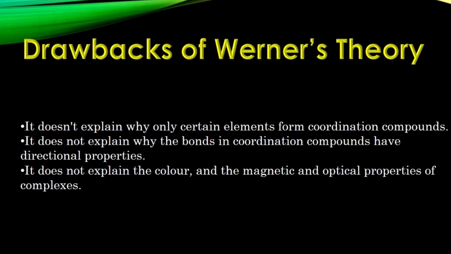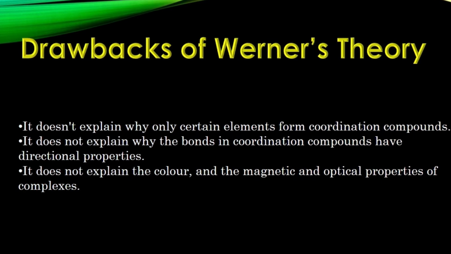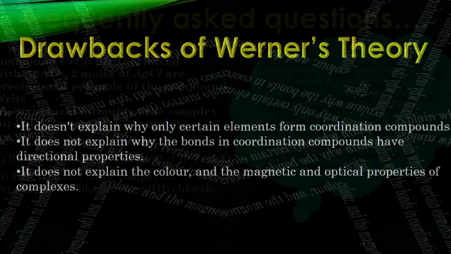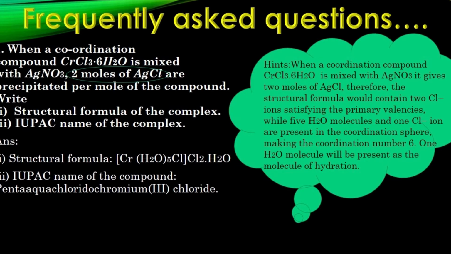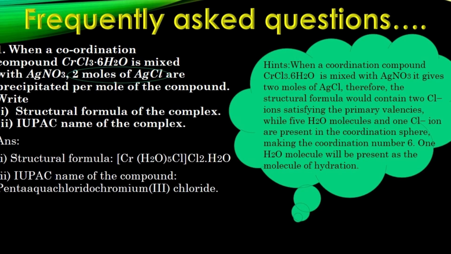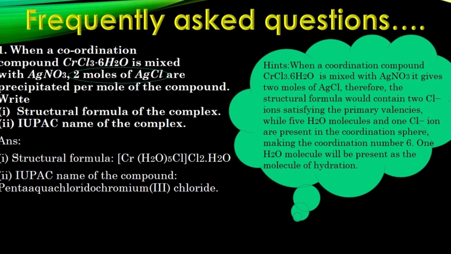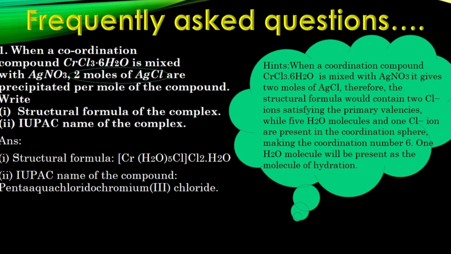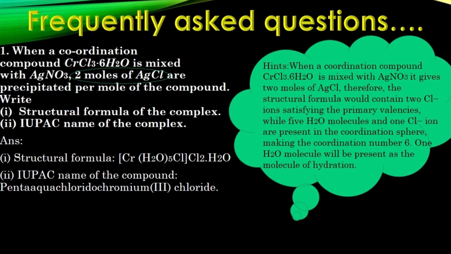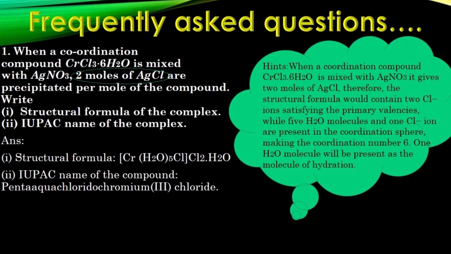And the third limitation is that he did not explain why coordination compounds are colored and why they have characteristic magnetic and optical properties. Now let's discuss the frequently asked questions based on Werner's theory. The first question is, when a coordination compound CrCl3·6H2O is mixed with excess of silver nitrate, 2 moles of silver chloride are precipitated. You have to give the structural formula of the complex and its IUPAC name.